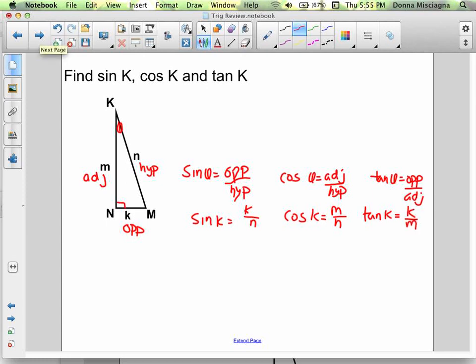And there we go. So really you just have to be able to identify your sides relative to an angle of reference.